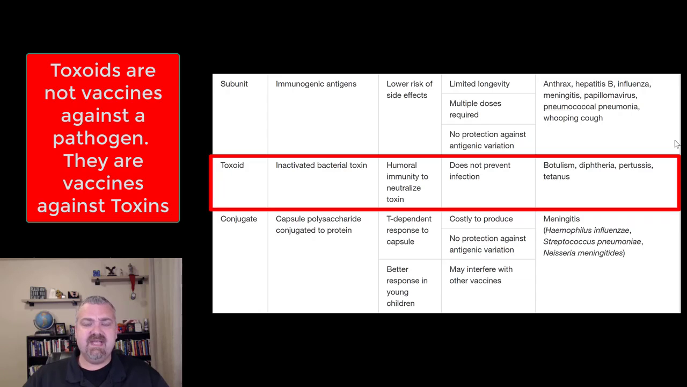So let's think like tetanus, for example. If you get a tetanus shot, it is not a vaccine that's trying to kill or control Clostridium tetani, the organism that causes tetanus. It's inactivating the toxins as they're being produced. So that's what a toxoid is. A toxoid is a vaccine against toxins instead of against organisms.